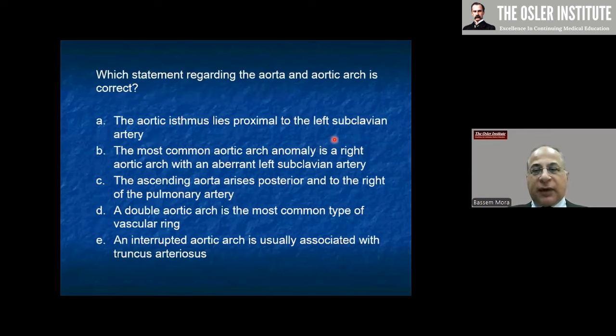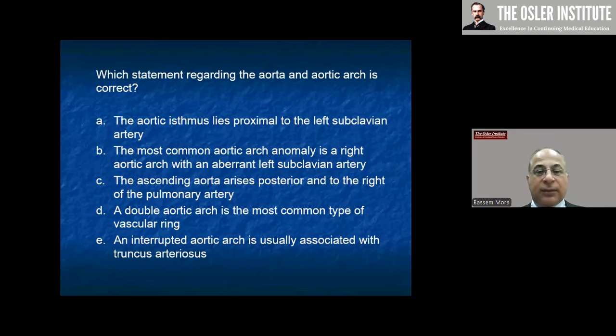What statement regarding the aorta and aortic arch is correct? We have 5 statements here, and we'll read them together. The aortic isthmus lies proximal to the left subclavian artery. You have to figure out which one is true. Is that true or false? The most common aortic arch anomaly is a right aortic arch with aberrant left subclavian artery. That's a version of a vascular ring. Is that the most common aortic arch anomaly?